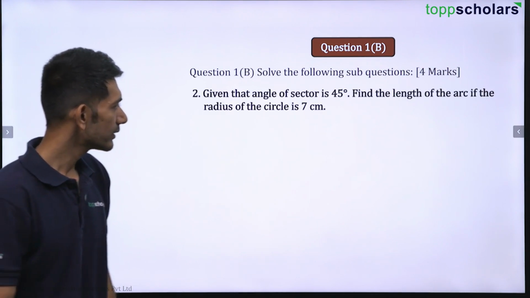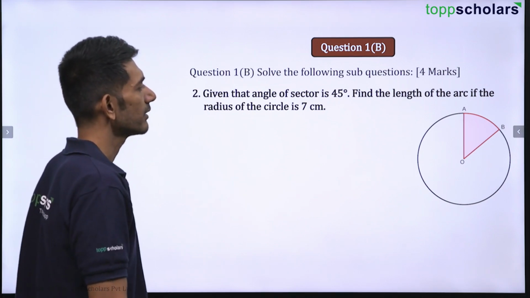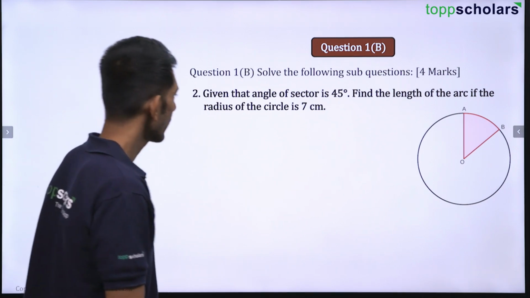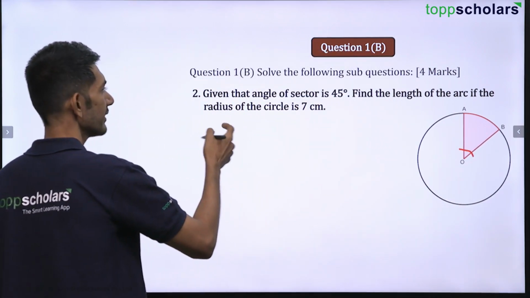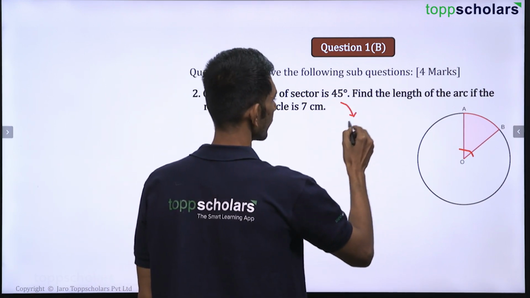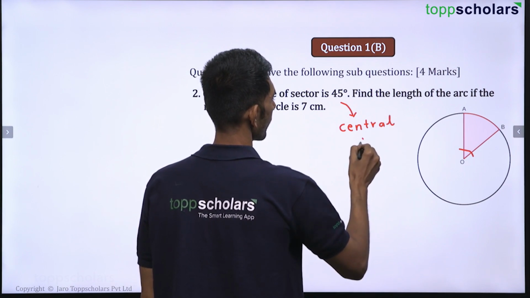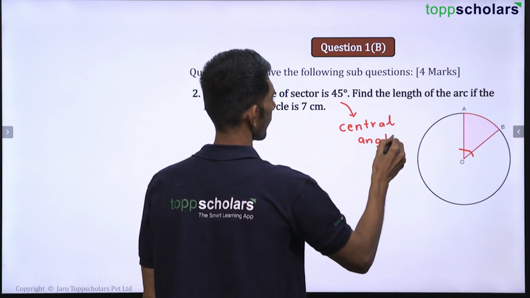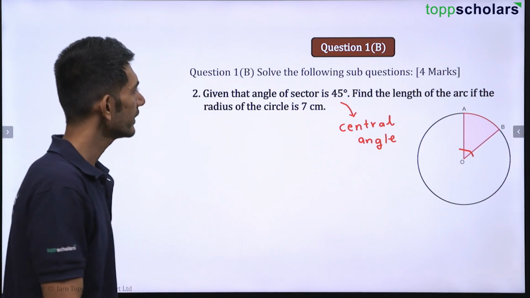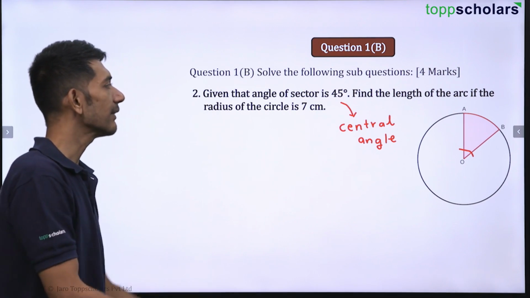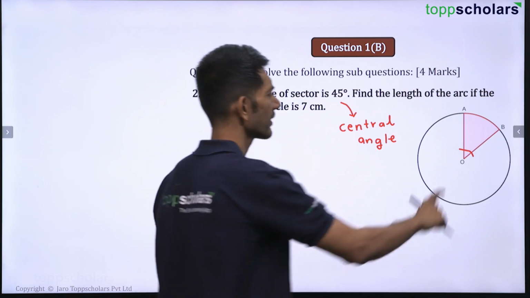Okay, let's continue further. It is given that the angle of sector is 45 degrees. Okay, angle of sector means what? Central angle. Always remember, if they say the angle of the sector, that means the central angle is already given to us. So central angle is 45 degrees. We are supposed to find the length of the arc if the radius of the circle is 7 centimeter. Now radius is how much?